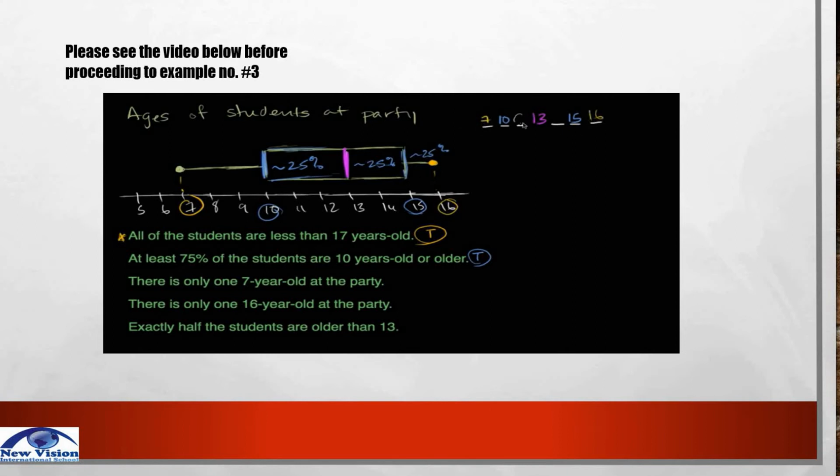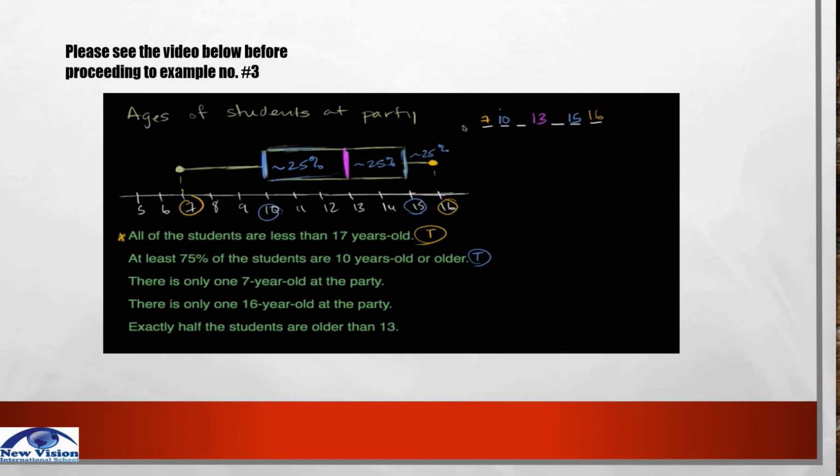And then this right over here could be anything. It could be 10, it could be 11, it could be 12, it could be 13. It wouldn't change what these medians are. It wouldn't change this box and whiskers plot. Similarly, this could be 13, it could be 14, it could be 15. And so any of those values wouldn't change it. And so 75% are 10 or older. Well, in this case, 6 out of 7 are 10 years old or older.